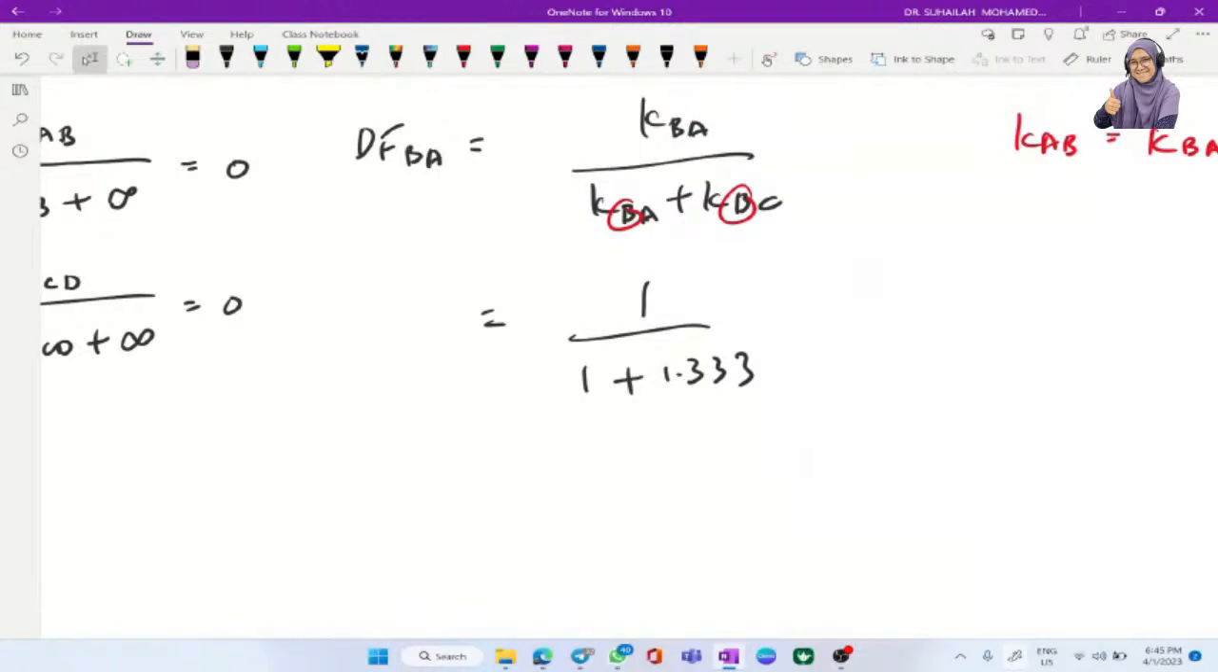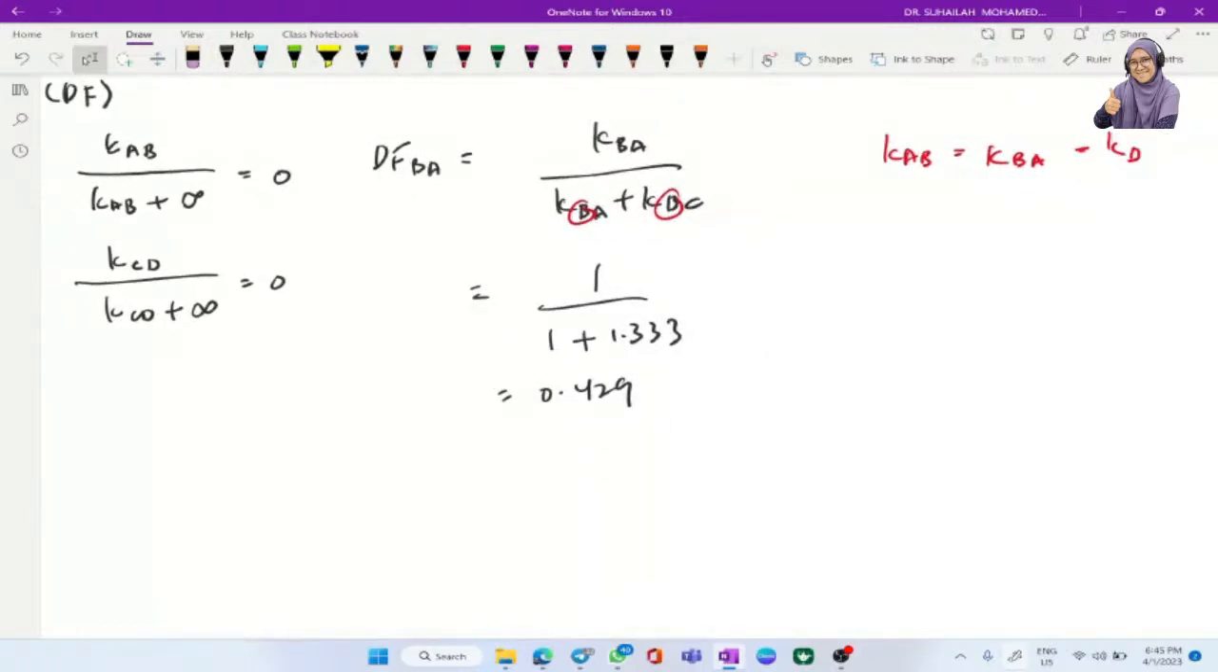So KBA is actually 1 per 2.333. It is 1 divided by 2.333. So we get 0.429. So this is equal to 0.429. Okay, do not put any unit, just like this. Okay, DF, now we move to DFBC.